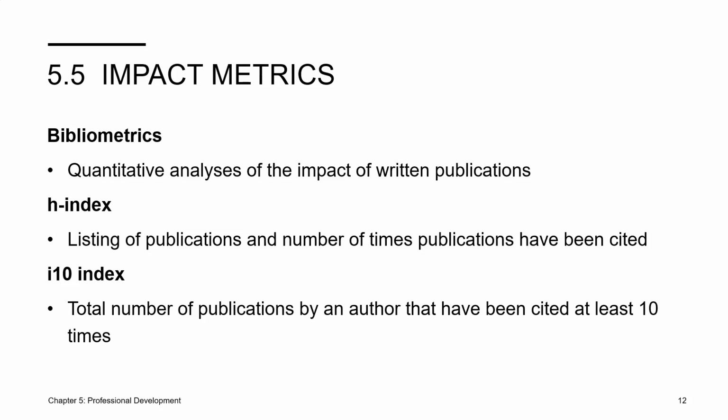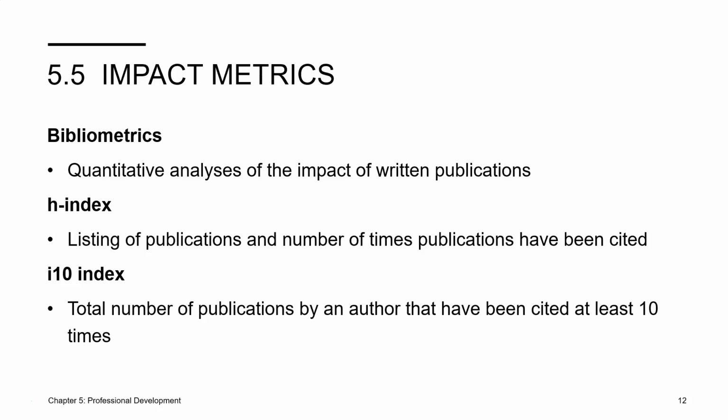Section 5.5 also goes over impact metrics, which are ways of showing your impact on the world and on the research environment. These are called bibliometrics, a quantitative analysis of the impact of written publications. And really it goes over how to improve your professional development and your impact on the scientific community through these metrics. One is called the H index, which is a listing of publications and the number of times those publications have been cited.